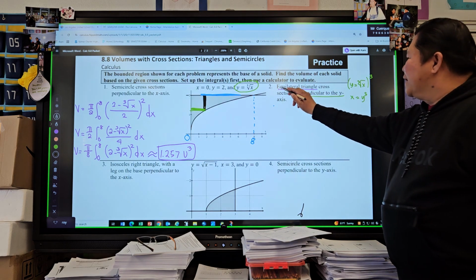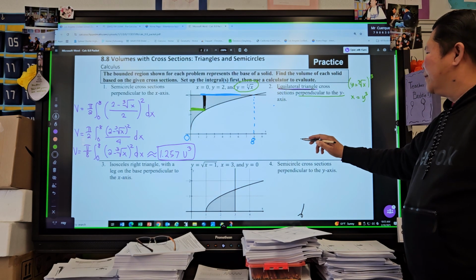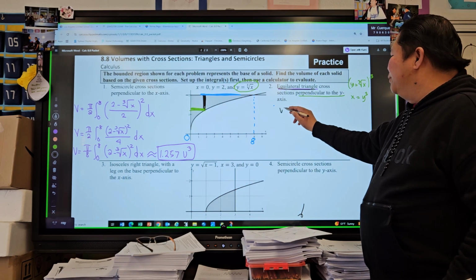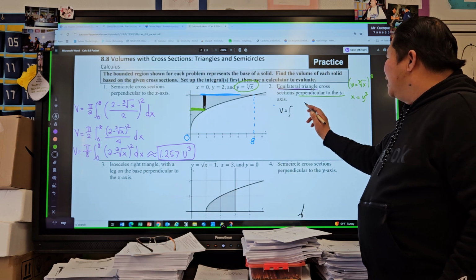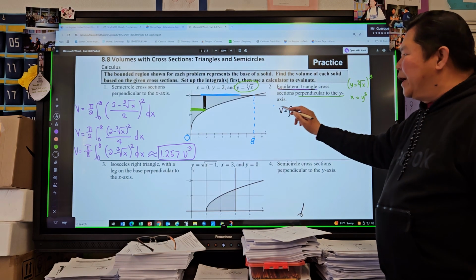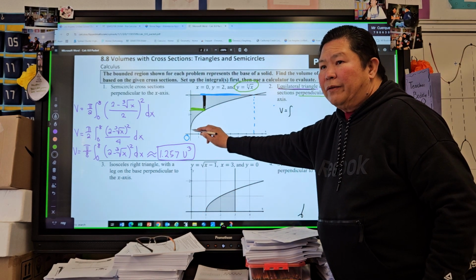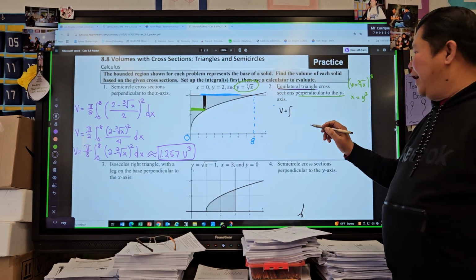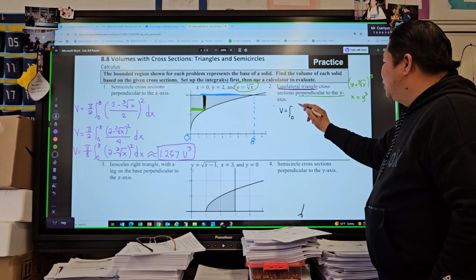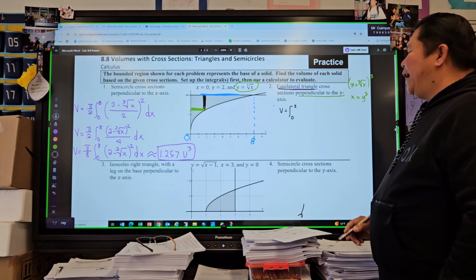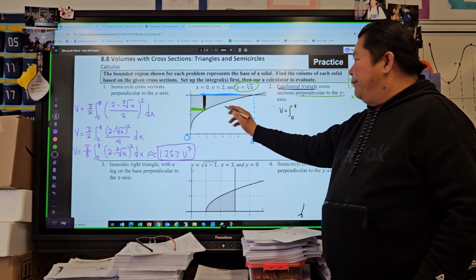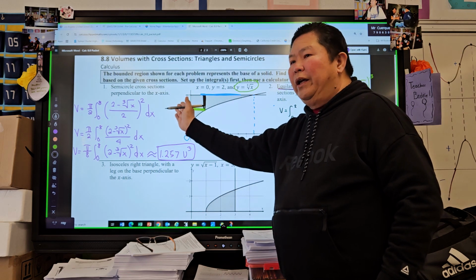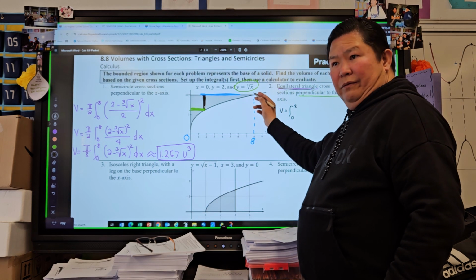Okay, remember this is an equilateral triangle. So what's the formula for an equilateral triangle, guys? Volume is equal to the integral. Since this is perpendicular to y, our limit now is from 0 up to 2. Clear? Okay, so from 0 to 2. And if you look at right here, since this is perpendicular to y, we only have this curve.